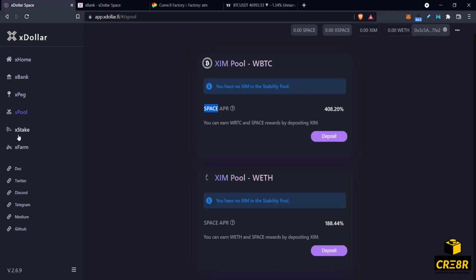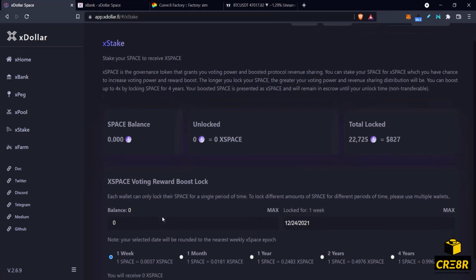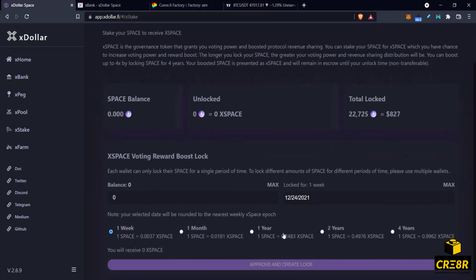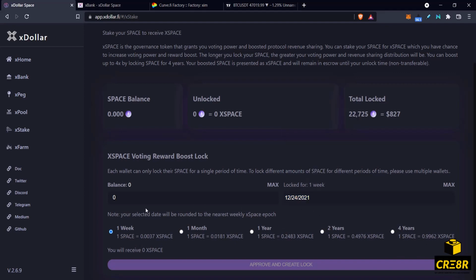Now, what can you do with space tokens? You can bring them to the X stake here. And again, now this is a time lock mechanism. If you lock up your space tokens for a longer period of time, you get more X space. So one space token is equal to almost one X space if you lock for 4 years. And you can set the date, right? You can set the date to whatever you want, right? And you can get a certain amount of X tokens.